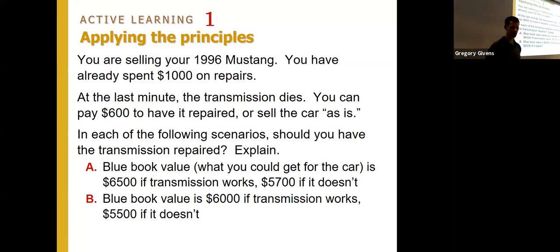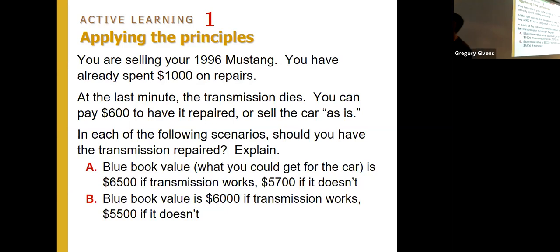ideas in economics. Let's say that you're selling your 1996 Mustang. You've already spent $1,000 on repairs. Now at the last minute, unfortunately, let's say the transmission dies, okay? You go to a mechanic who tells you that you can repair it, but it's going to cost you $600. Alternatively, you can sell the car as is, without fixing the transmission.